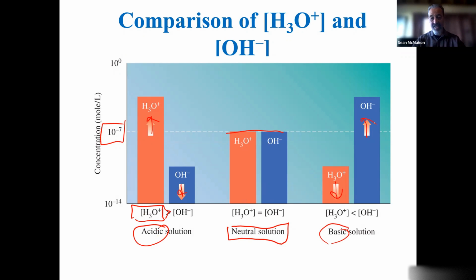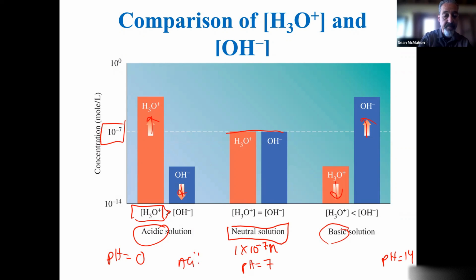Now, why is that important? Now, remember, we're saying that the concentration is 10 to the minus 7 molarity. What is the pH of a neutral solution? The pH is equal to 7. What is the range of acids and bases? Well, pH 0, pH 14. Those are your ranges. 0 to 7 is acidic. 7 to 14 is basic.